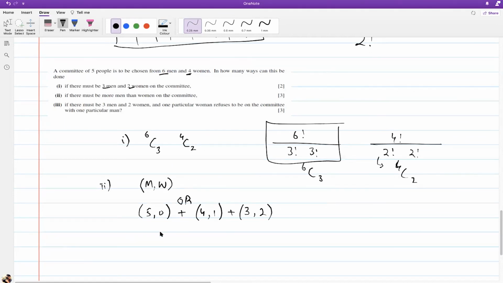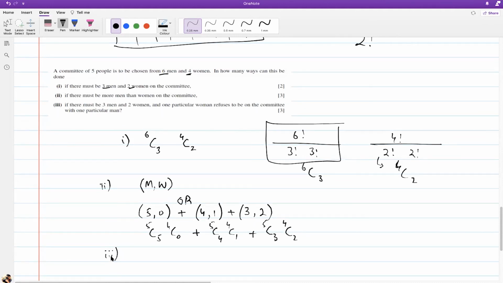So how do I do this? I have 5 men to choose from. I'll pick all of them. So 5C5 and 4C0. Or 5C4, because I'm picking 4 men out of 5, and 4C1. Or 5C3, 4C2. And there you go. 3 different ways of making the committee when men are more than women.